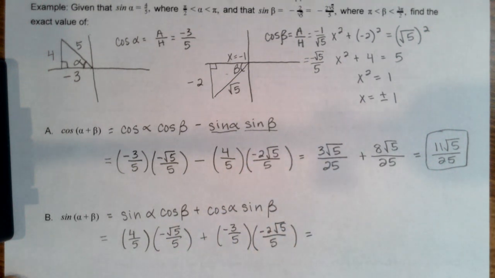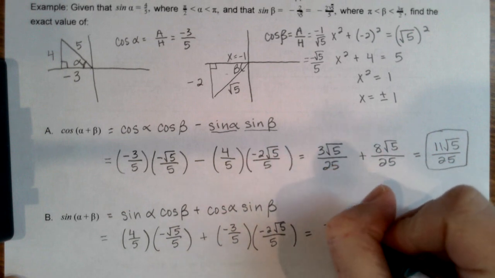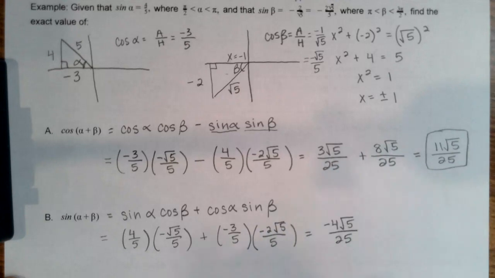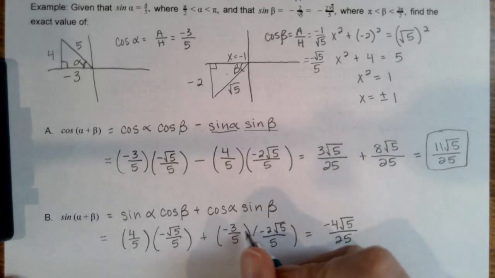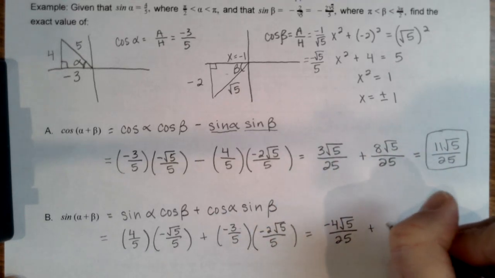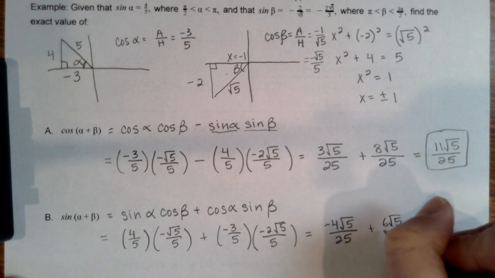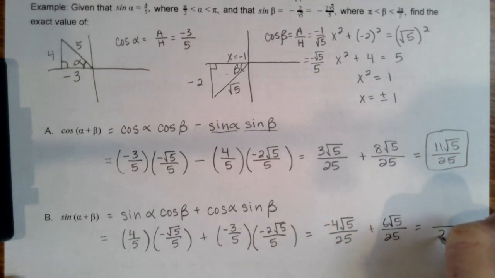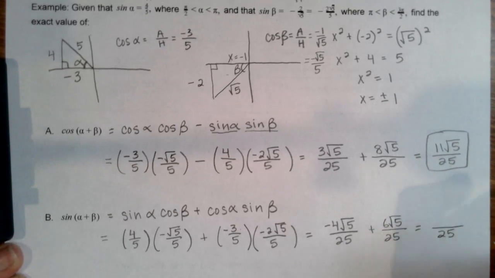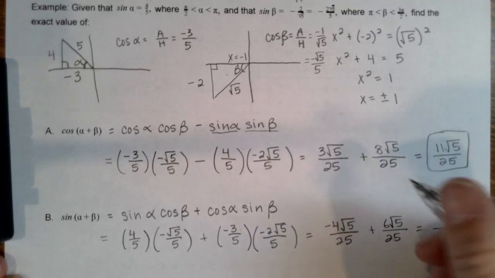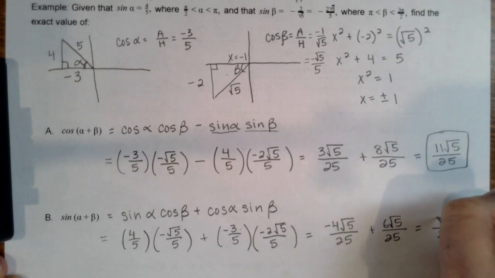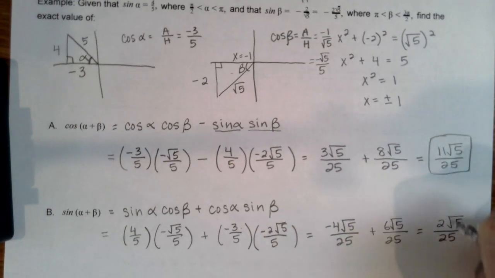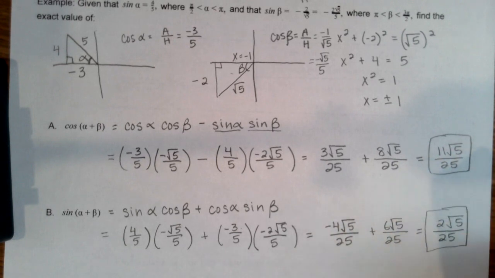Again, simplifying, I get negative 4 square roots of 5 over 25. I'm just multiplying the first term. Negative times negative makes positive 6 square roots of 5 over 25. Combining over the like denominator of 25, negative 4 square roots of 5 plus 6 square roots of 5 gives me 2 square roots of 5. And again, this would be my final answer.